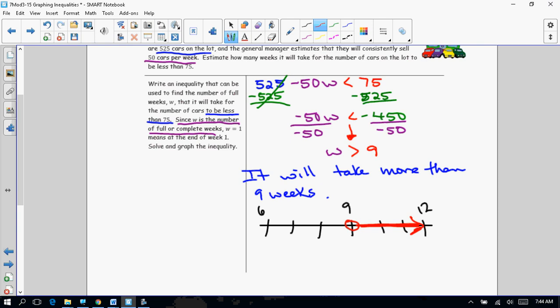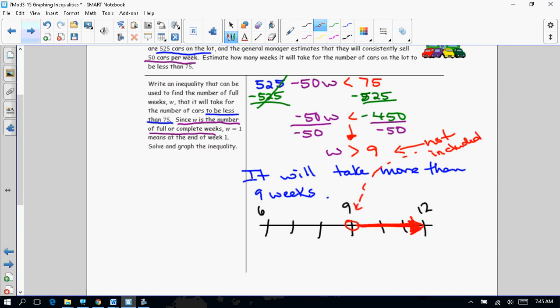And I'm going to put an arrow on the end of it because it can keep going forever and ever. Well, supposedly, until we get to 0, I would guess, or they're going to replenish the cars. All right, so I'm going to shade everything to the right and put an arrow so it indicates that I'm continuing on forever. Okay, and that's how that one goes. This is not included in the solution. 9 does not work, so that's why it is an open dot.